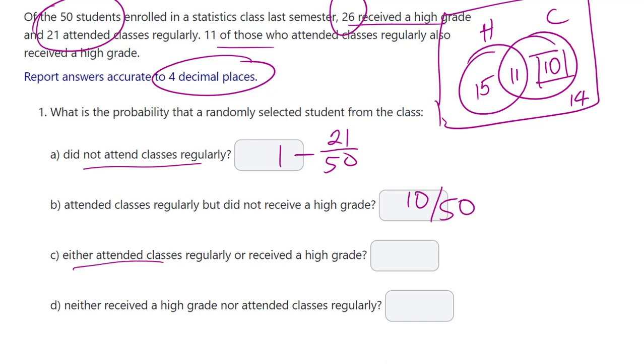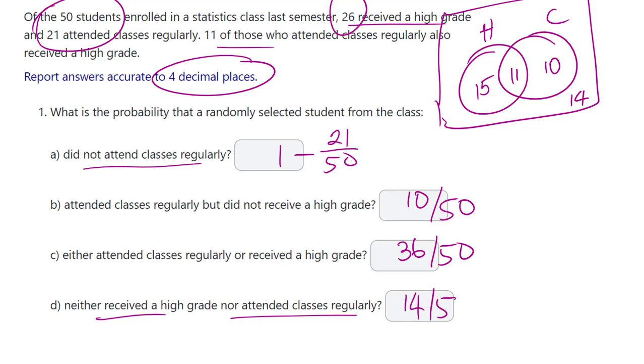Now, either attended classes regularly or received a high grade. So we can use the addition rule here, or we can just add these three numbers, which we found to be 36, and that will be divided by 50. And then part D, neither received a high grade nor attended classes regularly. So we're looking at this group outside here, which will be 14 divided by 50.